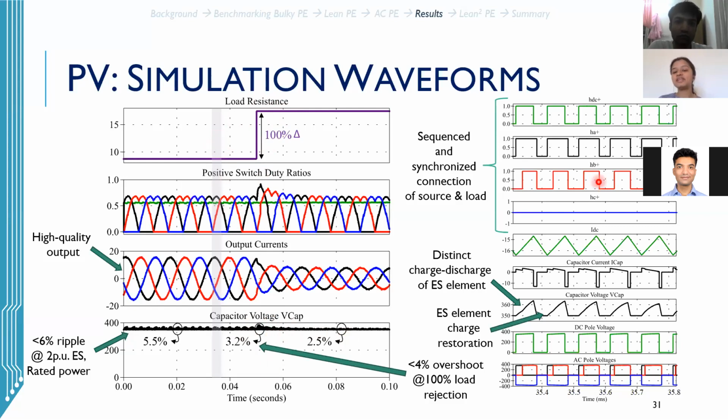On the right, we see the high frequency waveforms, wherein the top 4 waveforms represent the switching functions of the source and the load side. And we can see that these switching functions are sequenced and synchronized in a particular fashion. Another highlight is the capacitor voltage right here, and we can see a distinct charge-discharge pattern at the energy storage element. Also, these are the pole voltages at the source and the load side.